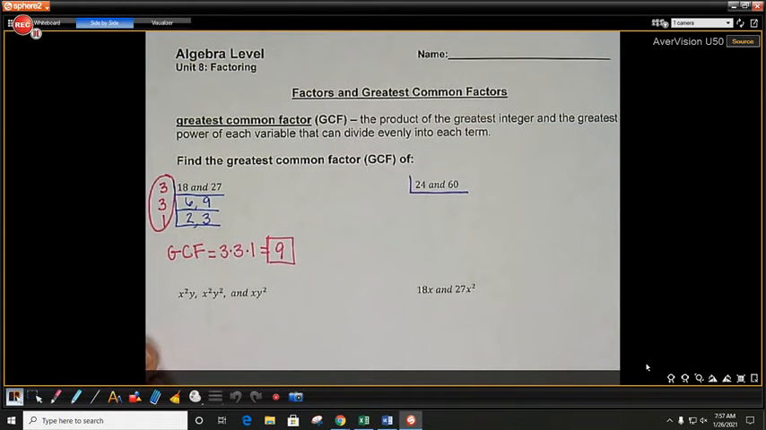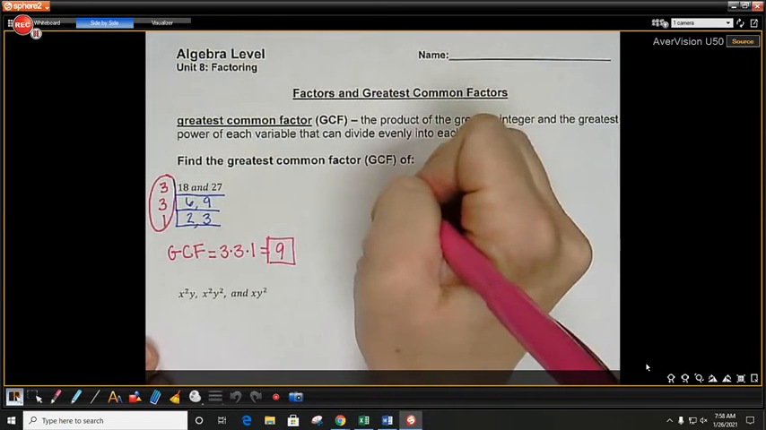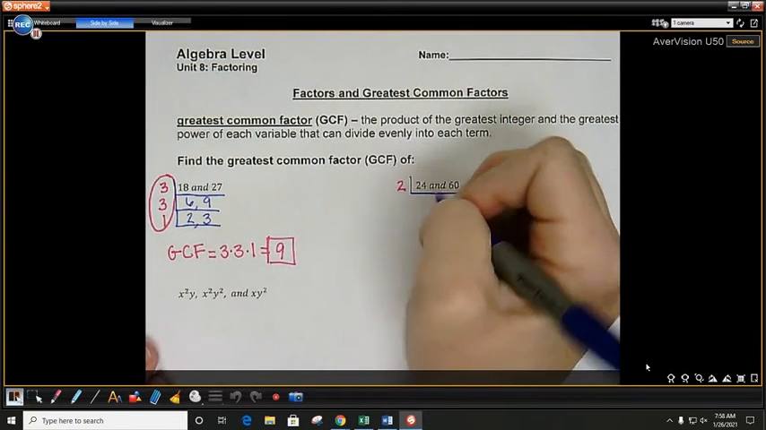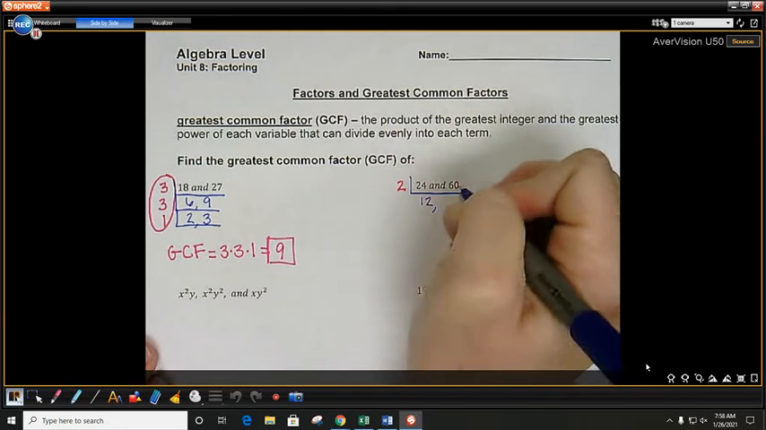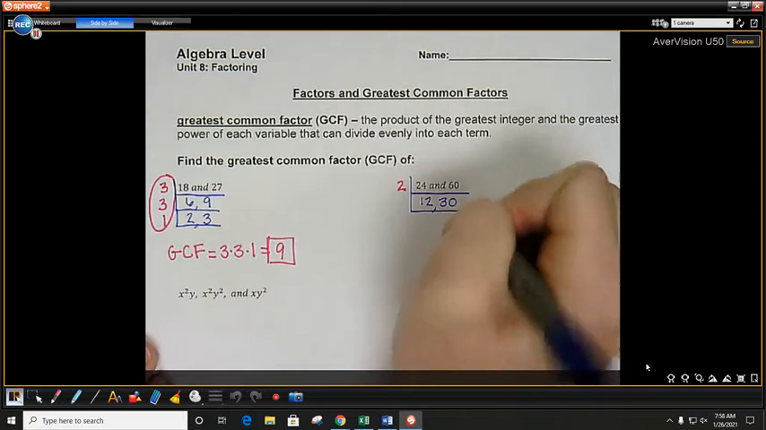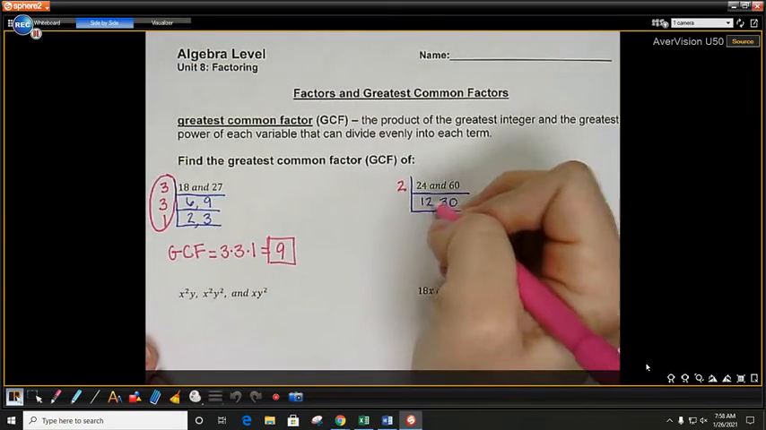So again, now we're going to do our upside down division of 24 and 60. They're both even, so they're both divisible by 2. So they have a common factor of 2. 24 divided by 2 is 12. 60 divided by 2 is 30. Do your upside down division again. You keep doing your upside down division until the only common factor left is 1.